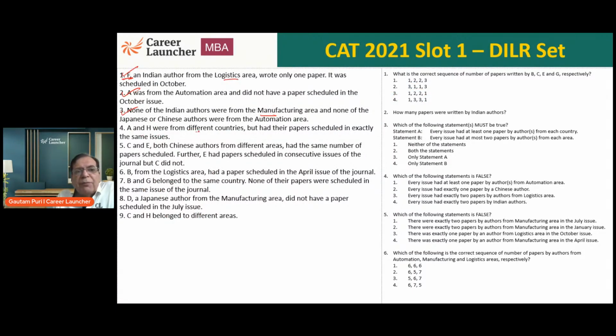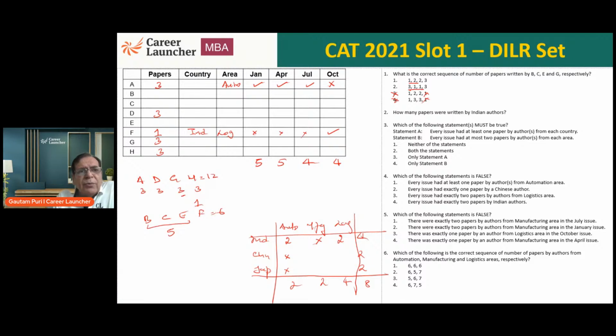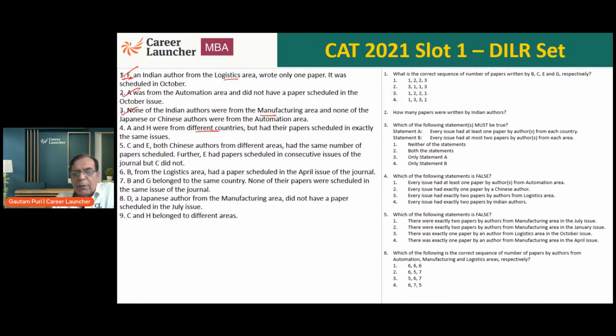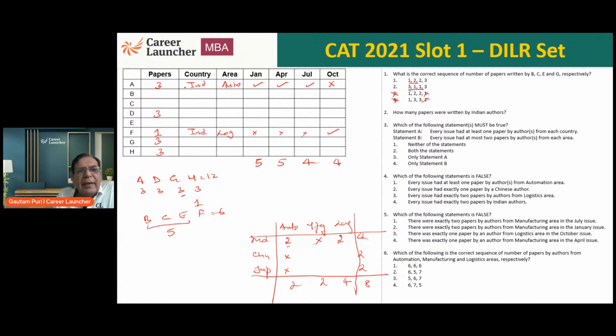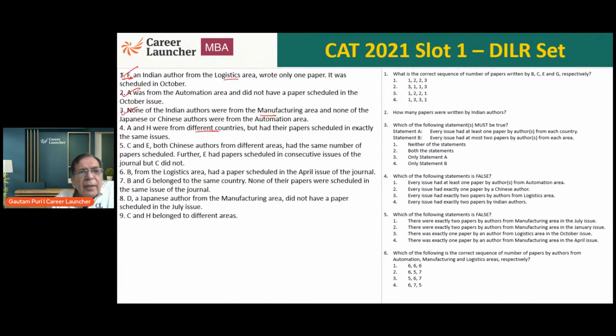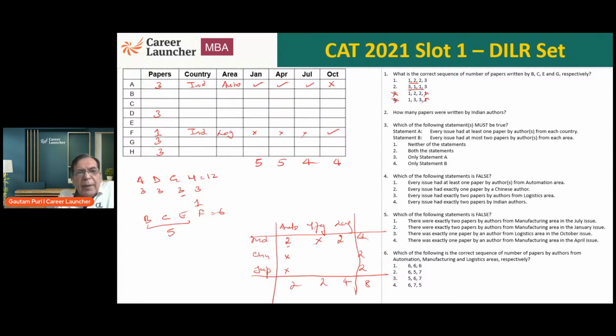Next: A and H are from different countries. A is automation, and automation is only India, so A is from India. Anyone who is only automation has to be India. It says A and H are from different countries, so A is India, which means H is either Japan or China. We don't know which.